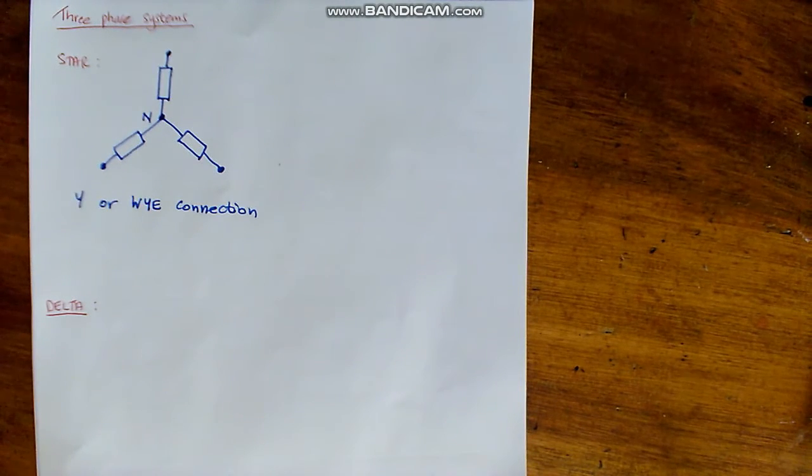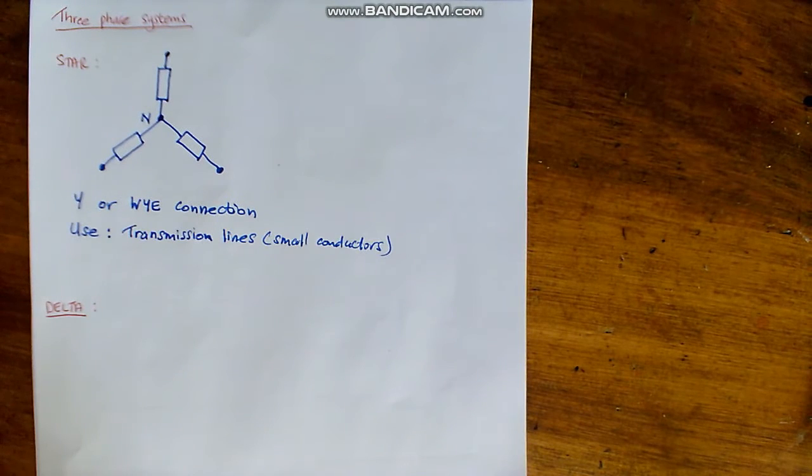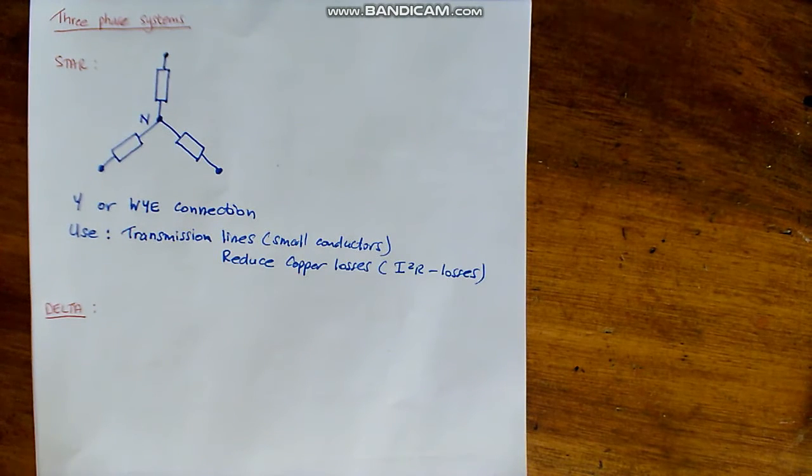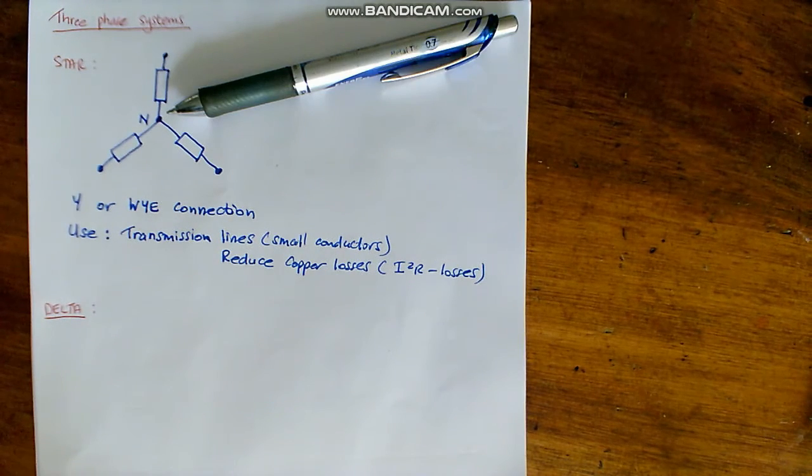What is the purpose of the N? For unbalanced loads, the unbalanced current will flow in the neutral wire. Line voltages are √3 more than the phase voltage. What are the uses for star connections? Star connections are used for transmission lines to allow a small current to flow through smaller conductors and minimize the copper losses or the I²R losses.